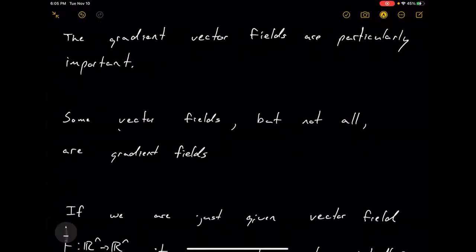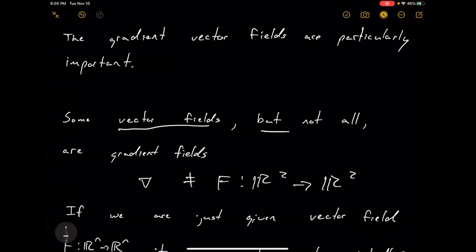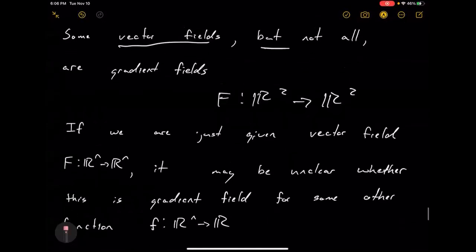So some vector fields, but not all, are gradient fields. It's definitely possible to have a vector field F from R2 to R2 that is not the gradient of any function. But as I said, if it is the gradient of some function, it's going to have nice properties. So we would like to be able to tell when this is the case.